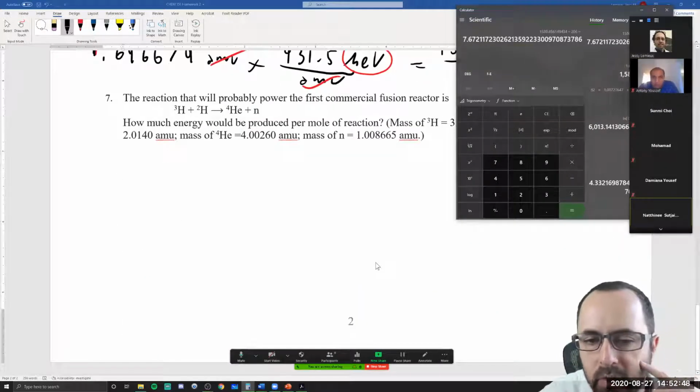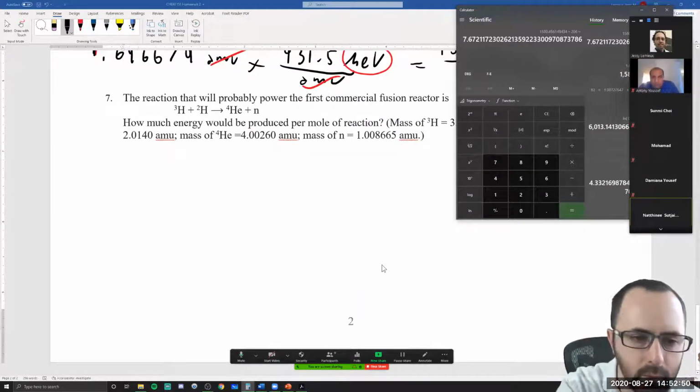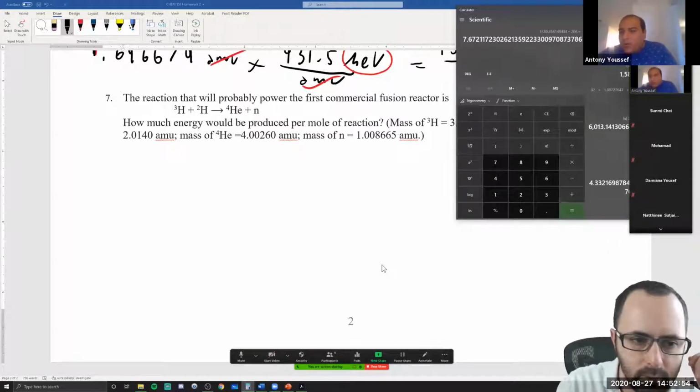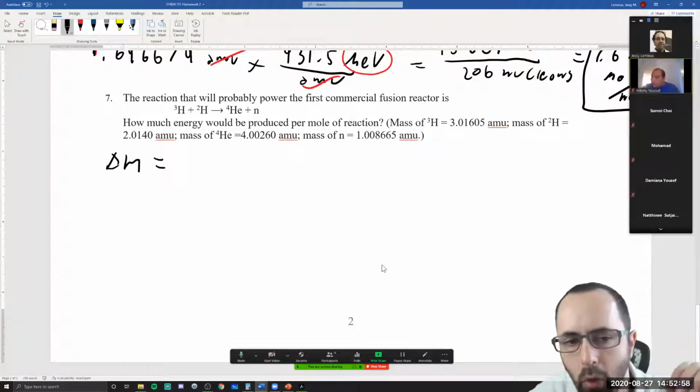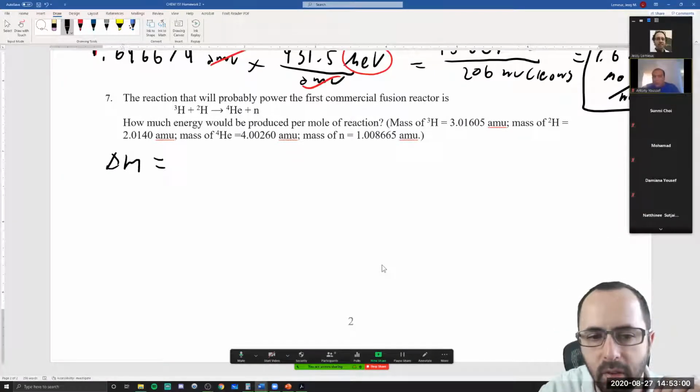And number 7 is a similar thing. I think it's similar to the first problem you did. You just need to get the delta M. It's a little bit more complicated because there's more stuff here, but you can get the mass of the neutron from the information in the beginning. Take the mass of the products, subtract out the mass of the reactants, you'll get the difference in mass, and convert that to energy.